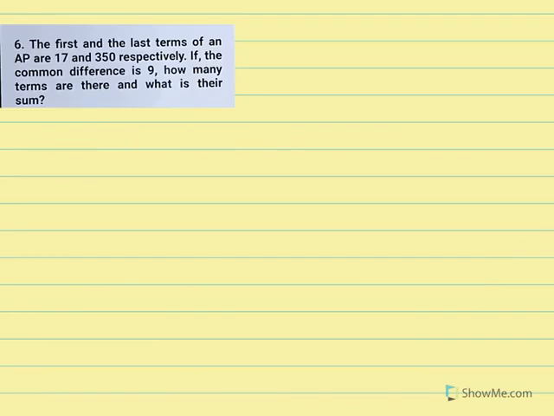The first and the last term of an AP is 17 and 350. Which means now first term is 17. So A equal to 17. Last term is 350. So An equal to 350 respectively. If the common difference is D, so D equal to 9. How many terms are there? So number of terms, N. How many terms? And what is the sum?